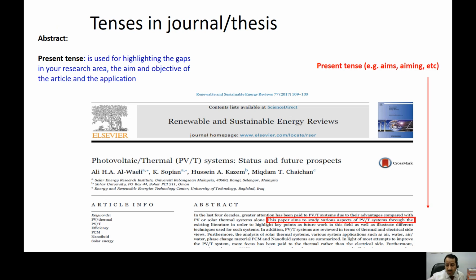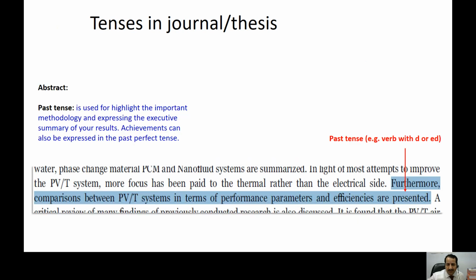Now, here I will talk about tenses, which are worth using in different sections of the paper. For example, for the abstract, you use the present tense. You see here it is used for highlighting the gaps in your research area, the aim and objective of the article, and applications. For example, at the beginning, this paper aims, you see aims, present tense, to study various aspects of PV systems through and so on. So you use present tense.